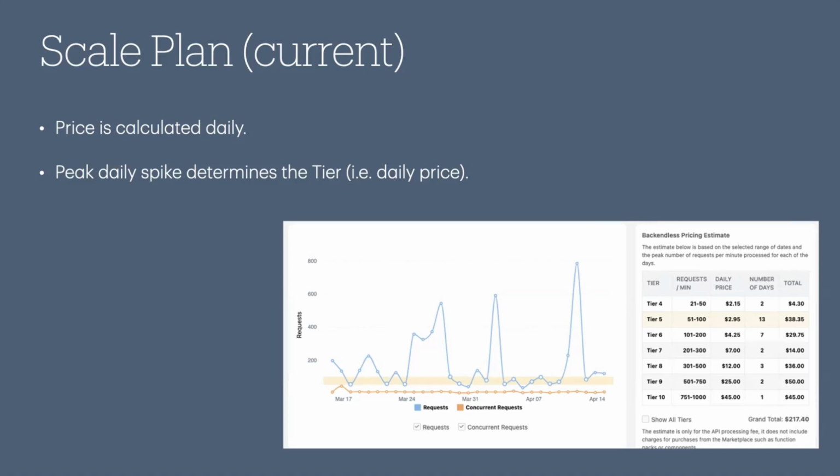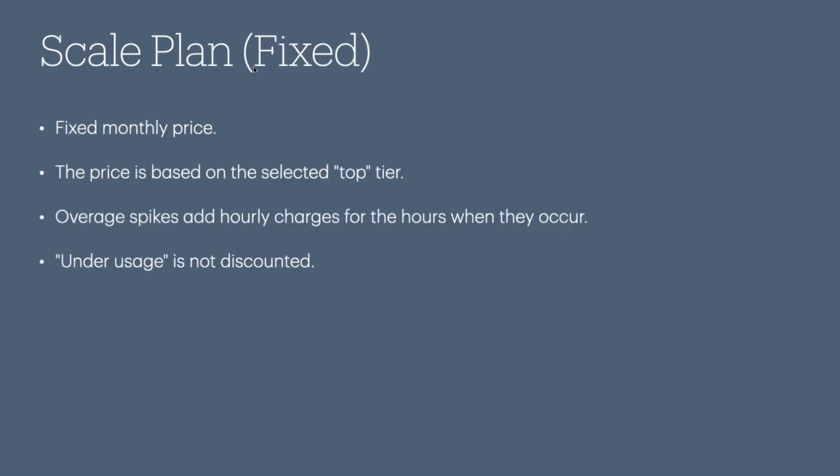Now, there are some deficiencies with the current plan. The fact that it's hard to predict, and it may seem unfair that a single spike in a 24-hour period determines the price for the whole day. I know a lot of people were quite unhappy about it, and I totally understand from their perspective. So what we are doing is we're basically introducing a new plan, which is a variation of the scale plan that we call scale plan fixed.